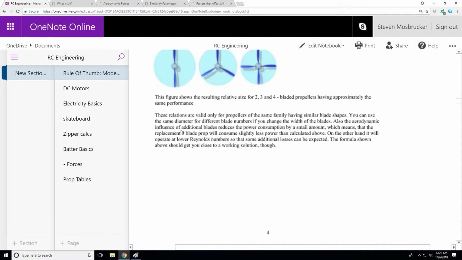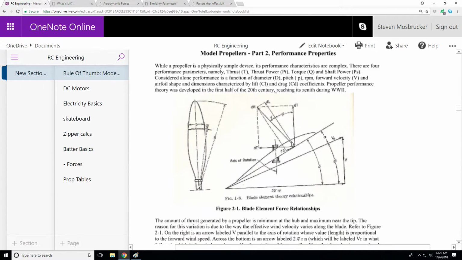Also, the aerodynamic influence of additional blades reduces the power consumption by a small amount, which means that the replacement 3-blade prop will consume slightly less power than calculated above. On the other hand, it will operate at lower Reynolds numbers, so some additional losses can be expected. We're going to go over Reynolds number later.